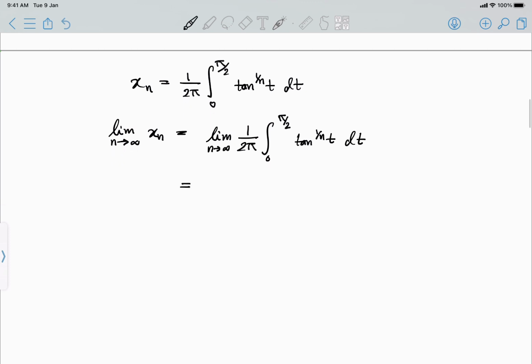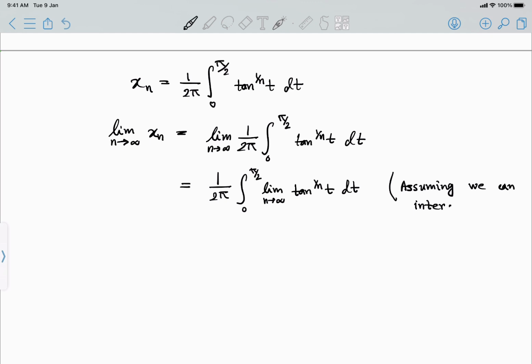So first assume that you can interchange the limit and integration. So assume this. Then what will happen? First note 1 by 2 pi, then if you interchange the limit and integration, limit n tends to infinity tan 1 by n t dt. So assuming we can interchange this limit and integral, I will explain why we can do this or not.